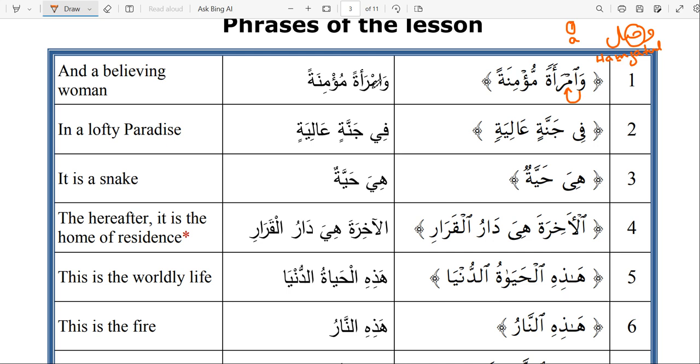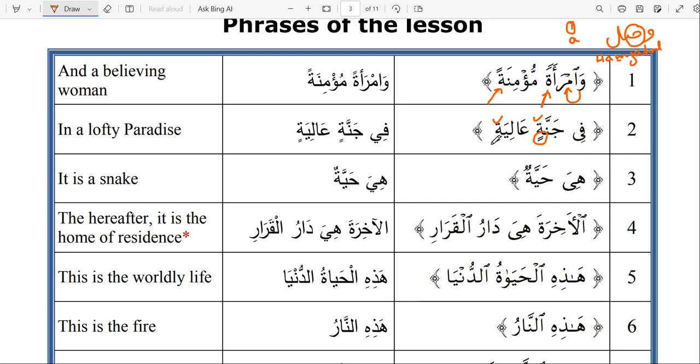And now you can see the translation, and a believing woman. All these words will be repeated in the exercises, so you can pick the vocabulary from here only. So believing means mu'mina, and this is a feminine noun. As you can see, there is a ta marboota in both of them, right? So the next phrase is fi jannatin aliyatin. So you can see a ta marboota here and the ta marboota here. Both are feminine. And this is the sign of femininity when you see a ta marboota with any noun.